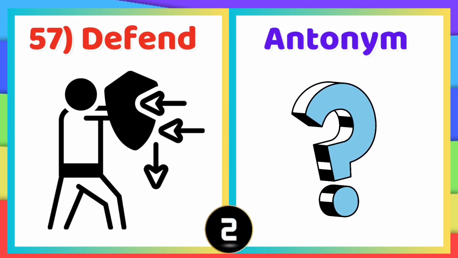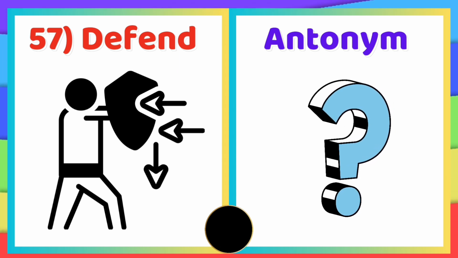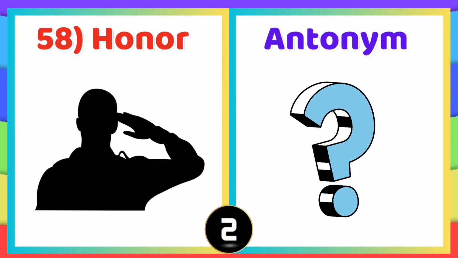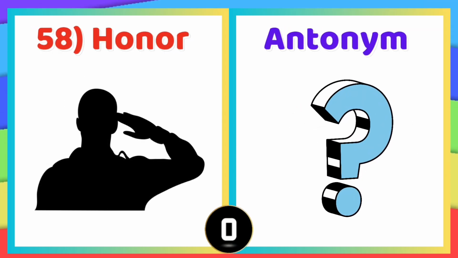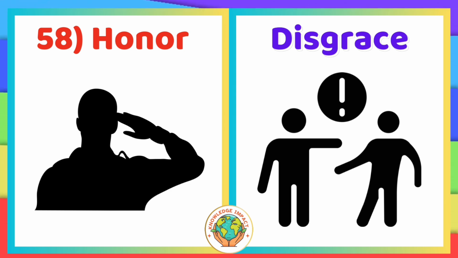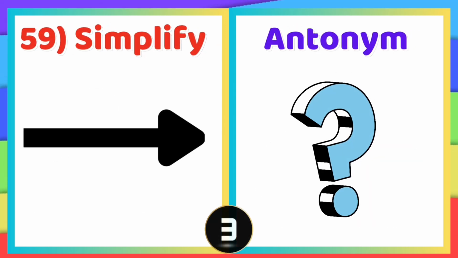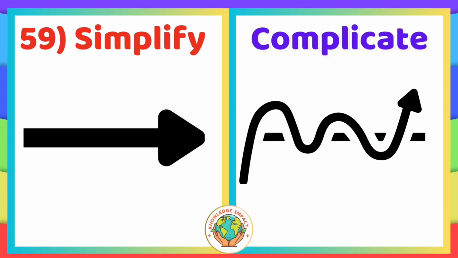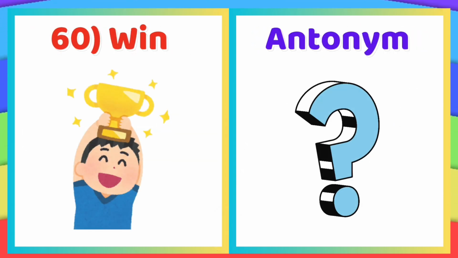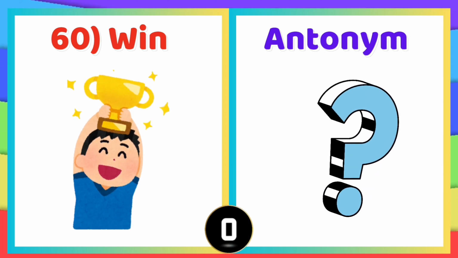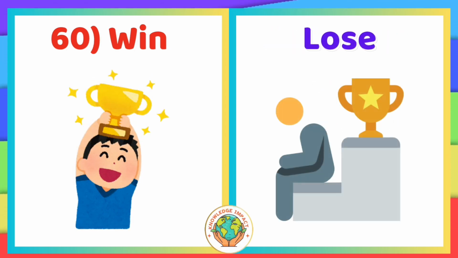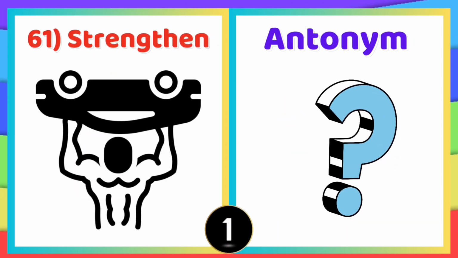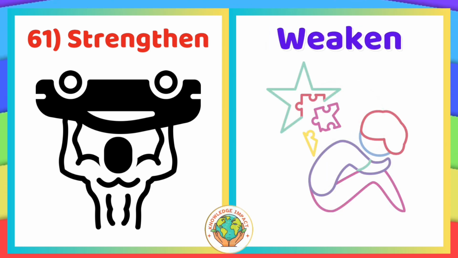What's the antonym of the word defend? Attack. What's the antonym of the word honor? Disgrace. What's the antonym of the word simplify? Complicate. What's the antonym of the word win? Lose. What's the antonym of the word strengthen? Weaken.